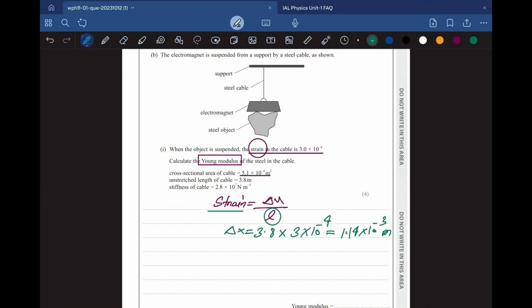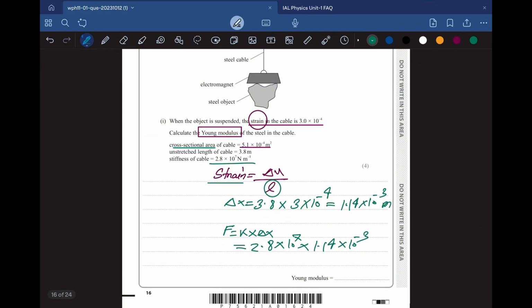We need the stress, right? So the formula of stress is force per unit area, and they have given us the cross-sectional area. So we have to figure out the force. So force is equal to K into del X, right? And we know K is 2.8 into 10 to the power 7, into del X, which is 1.14 into 10 to the power minus 3, something that we have figured out. So our force is going to be 3.19 into 10 to the power 4 Newton.